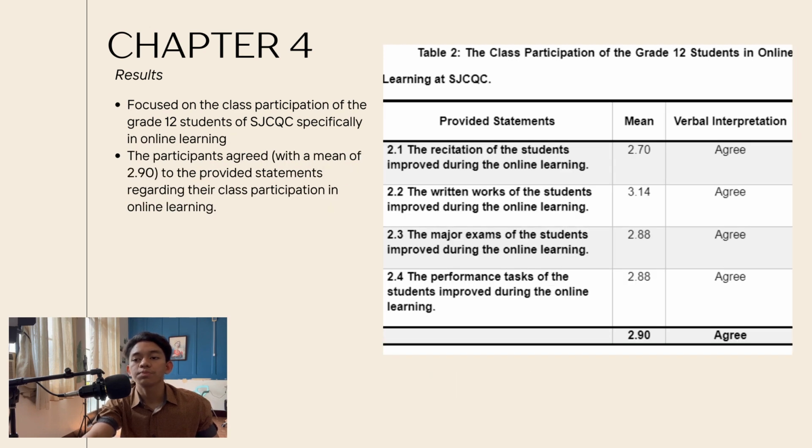Table 2 focuses on the class participation of the grade 12 students of the same school, specifically on online learning. Overall, the participants agreed with a mean of 2.90 to the provided statements regarding their class participation in online learning.